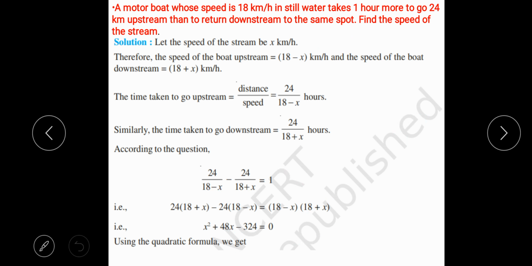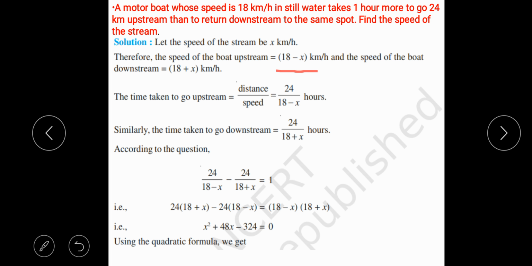Now the next question is again very important. This is related to the boat problem that we already discussed in the previous chapter on linear equations in two variables. Here we have to use the formula, speed is equal to distance upon time, or time is equal to distance upon speed. And we should also know about upstream and downstream. In upstream we have to subtract the speed of the stream, and for downstream we have to add the speed of the stream. So by using these techniques we have to solve this question.